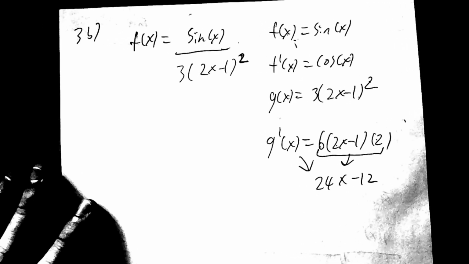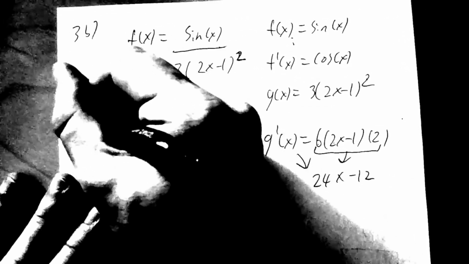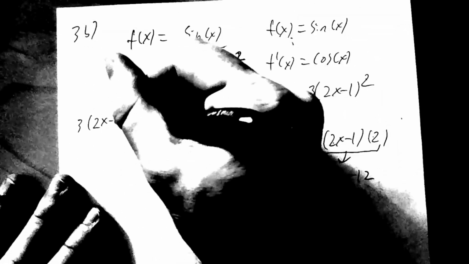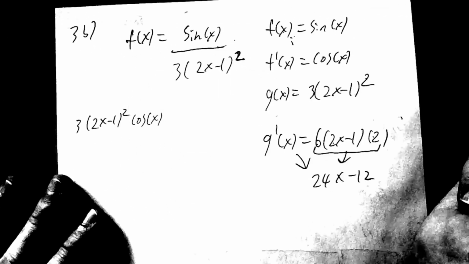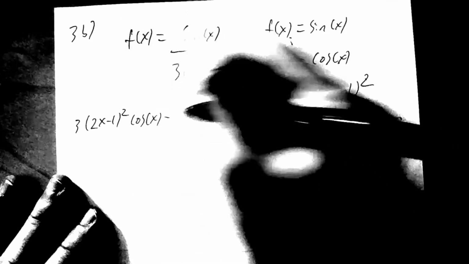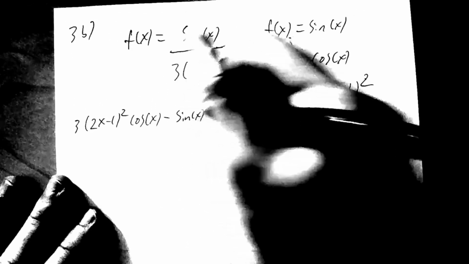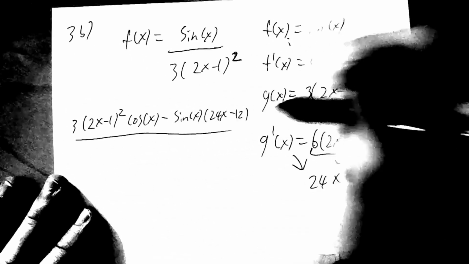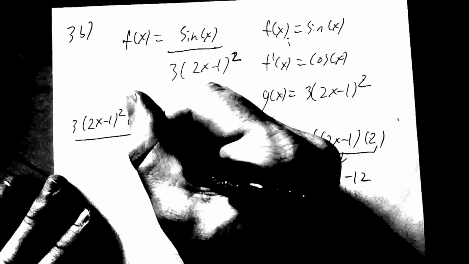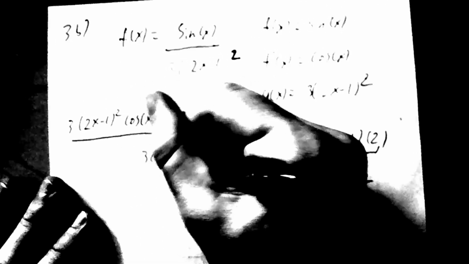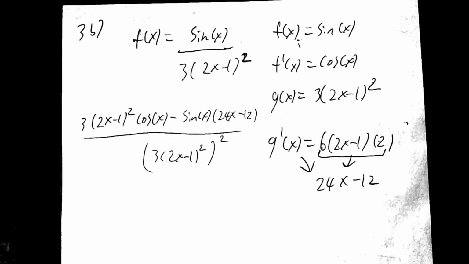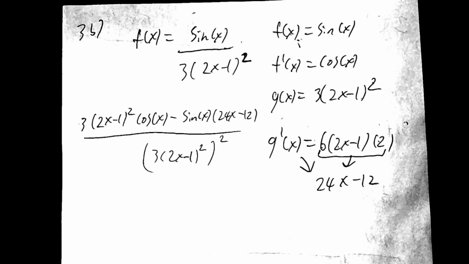And then plug in. So 3(2x minus 1) squared times (cosine x minus sine x), minus (24x minus 12), all over (3(2x minus 1) squared) all squared. And that's it. Okay.